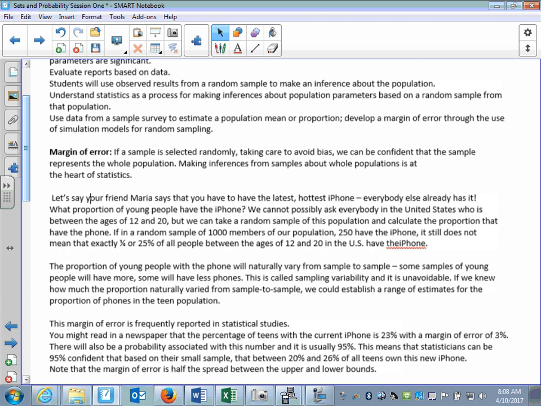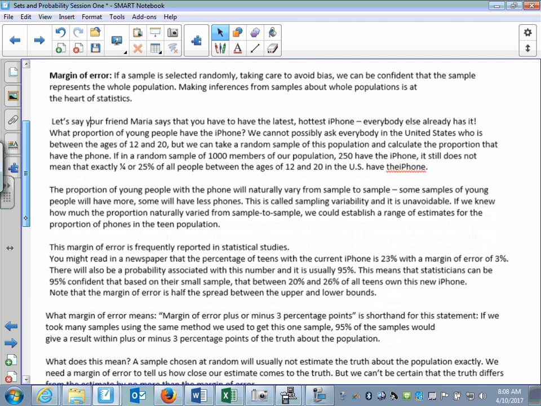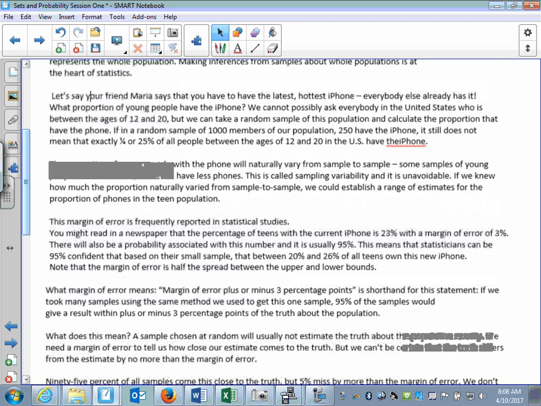If in a random sample of 1,000 members of our population, 250 have the phone, it still does not mean that exactly 25% of the people ages 12 to 20 have the iPhone. The proportion of young people with the phone will naturally vary from sample to sample. Some of the samples of young people will have more, some will have less. This is called sampling variability, and it's unavoidable. If we knew how much the proportion naturally varied from sample to sample, we could estimate a range of estimates, and that's what we're going to do.